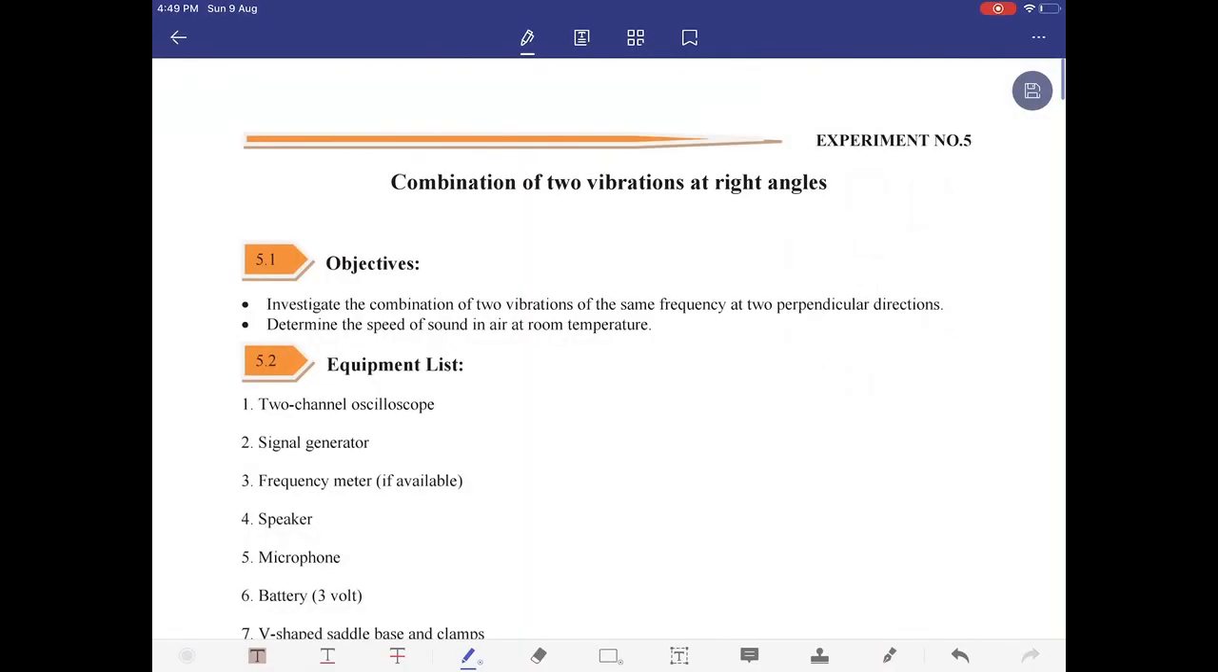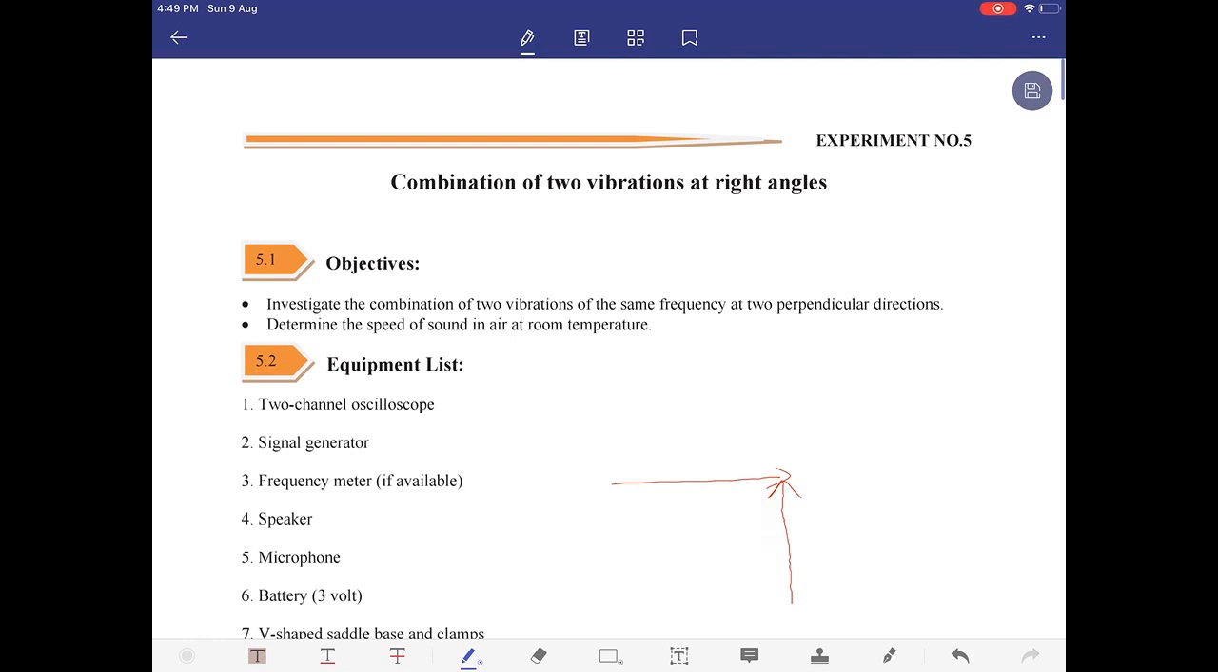Dear students, today we are going to discuss combination of vibrations at right angles. This is our fifth experiment. Here we are going to combine two waves perpendicularly. That means one sound wave is coming in the x direction and another one in the y direction. If these two waves combine, what will happen? That is our today's experiment.